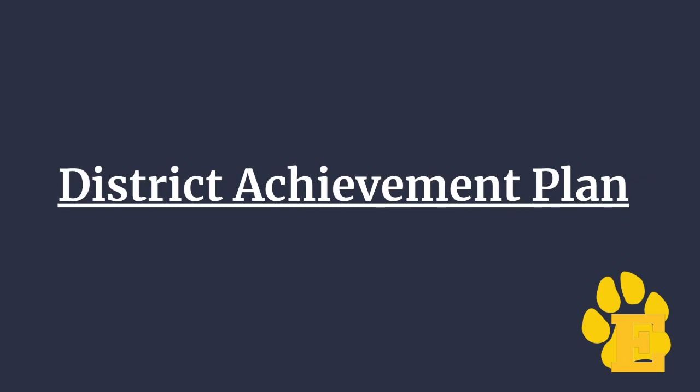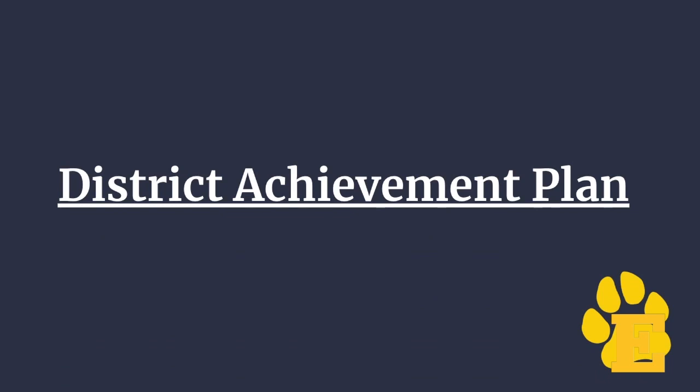So the next section, that concludes our presentation of the actual report card. And the next thing that we would like to do is just talk to you a little bit about our district achievement plan. The district achievement plan is made by the district leadership team as well as our senior leadership team with the guidance of our state support team. We look at all the data that we have for our district, our report card, and any other data that we've collected throughout the year to inform what our goals should be and what the next initiatives or action steps should be.